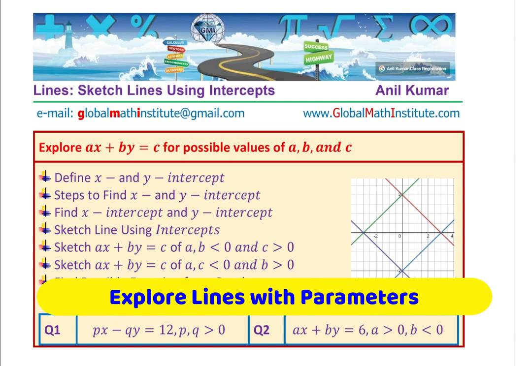Let us explore sketching lines with parameters.